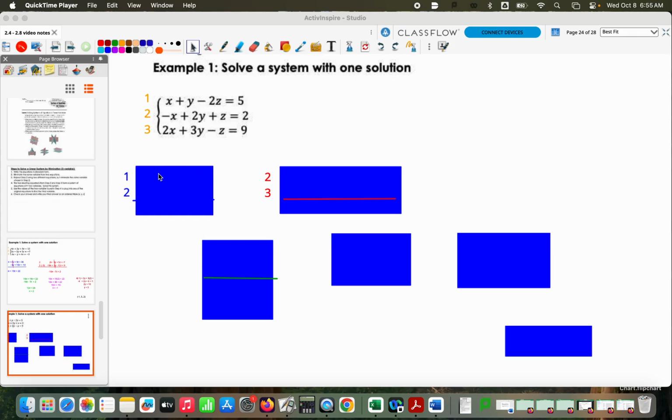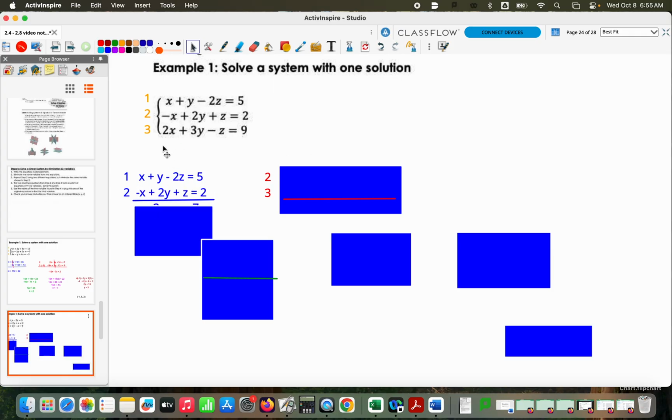Here's what I did. I looked at equations 1 and 2. I noticed the x's would cancel there. I wouldn't even have to multiply or change anything. So the x's cancel, combine everything else, get your y's to make 3y. Negative 2 plus the 1z here makes negative z, and 5 and 2 make 7.